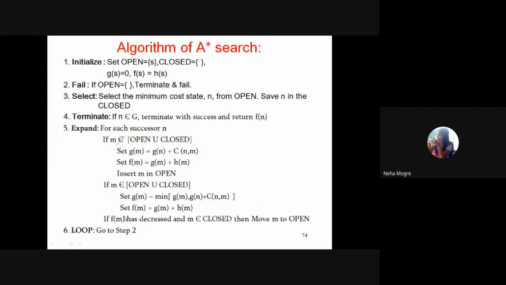Now if f of m has decreased and m belongs to closed, then move m to open. Fine. Again, we will continue this. Decrease means there is some lesser value or negative value. So we will move the value from closed to open.